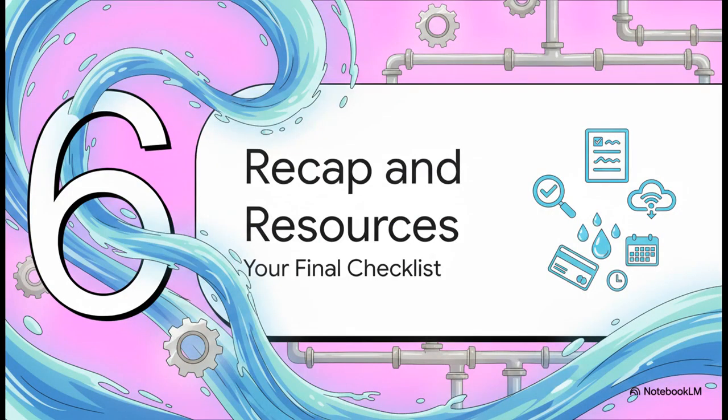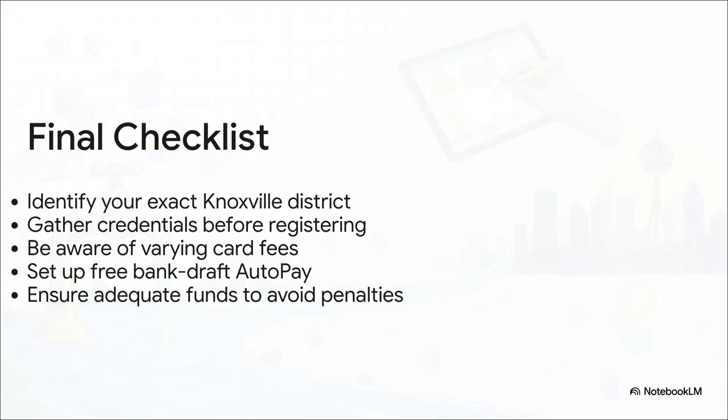Finally, Section 6, Recap and Resources, which is your final checklist. Let's do a quick recap on what you should take away from this explainer so you can confidently manage your Knox County utilities. Number 1, identify your exact district using the KGIS tool. 2, gather your specific credentials like your account number or even your driver's license before you try to register. 3, be super aware of those varying card fees between guest checkouts in the main portals. 4, set up free bank draft autopay to save time and prevent late fees. And 5, always ensure you have adequate funds to avoid those severe returned item penalties and program lockouts.